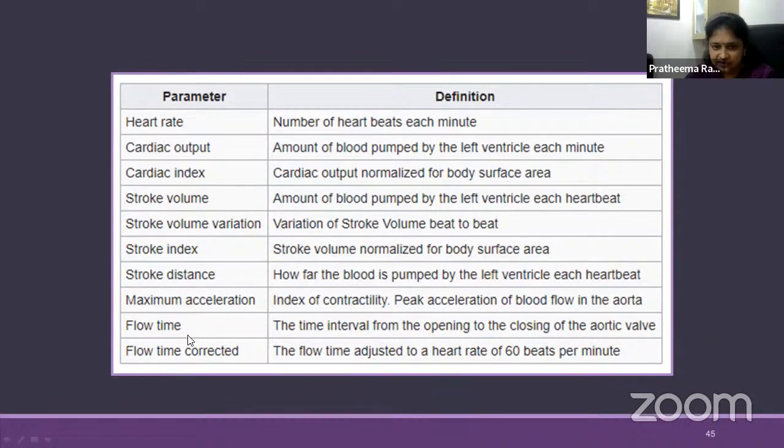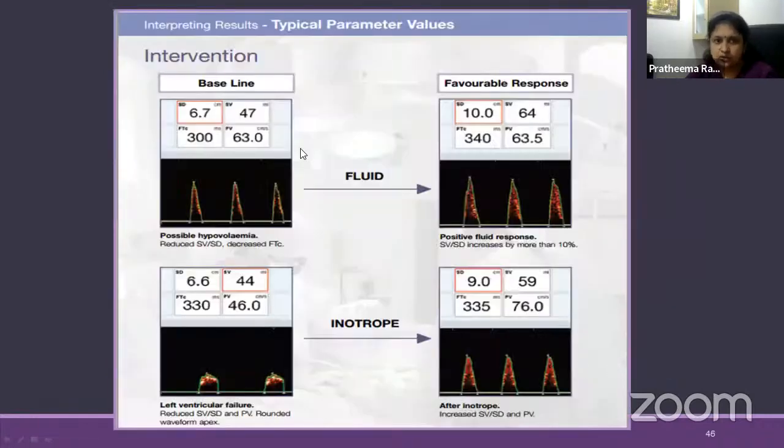Flow time is very, very important. The flow time is measured, and it is the FTC that is important. This FTC is corrected and adjusted to a heart rate of 60 beats per minute. So this is how it looks. How are we going to interpret it? This is going to be the baseline. If we give fluid and the stroke volume increases, then it is a favorable response. Yes, everything increases. We can see the FTC also increasing.